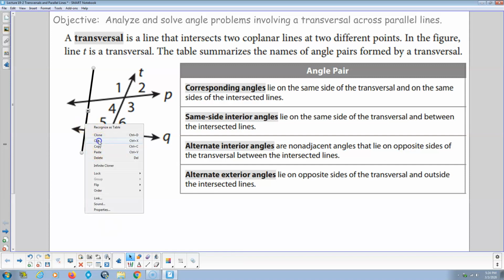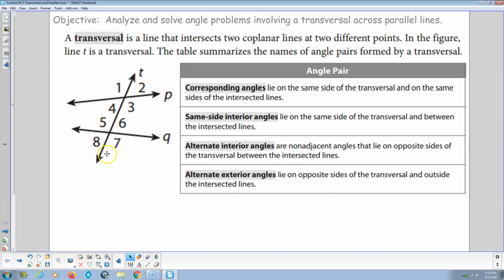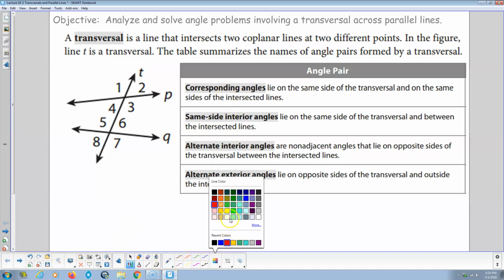Okay. So, here we go. Now we have two lines, P and Q, cut by the transversal T. We have all these angles that are numbered. There's eight angles. Now, here's what they mean. Corresponding angles. So, what's a corresponding angle? A corresponding angle is like this.